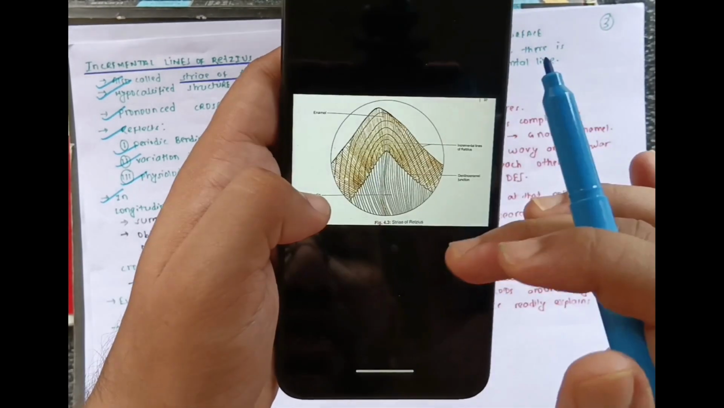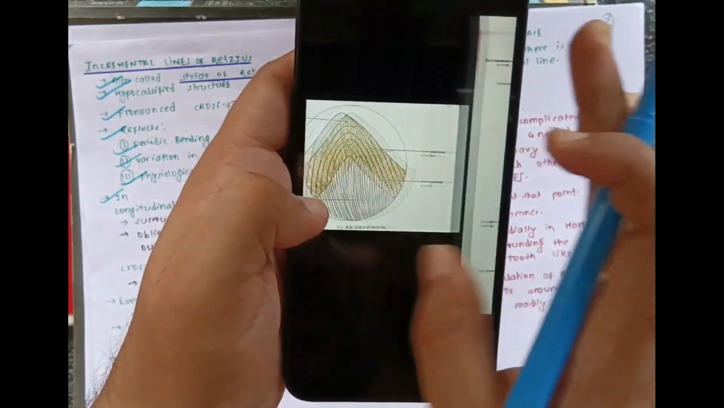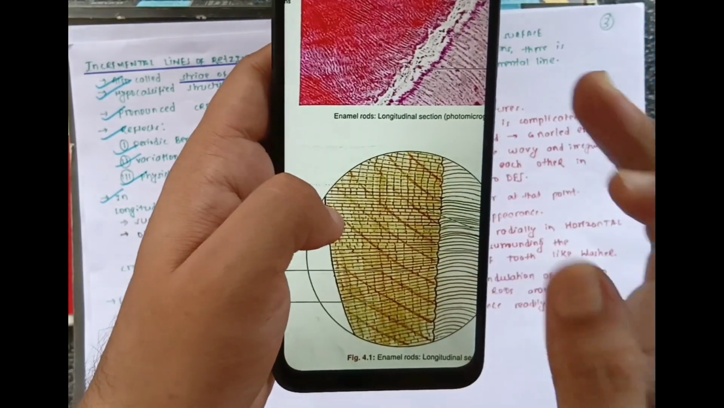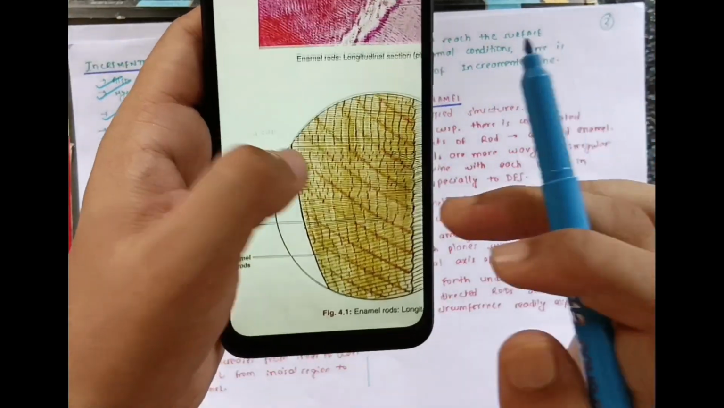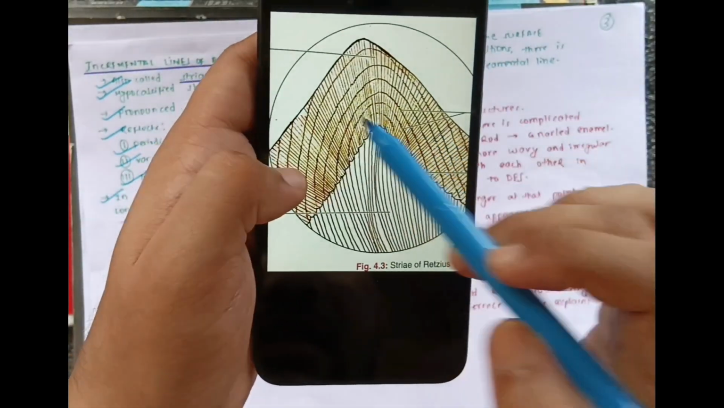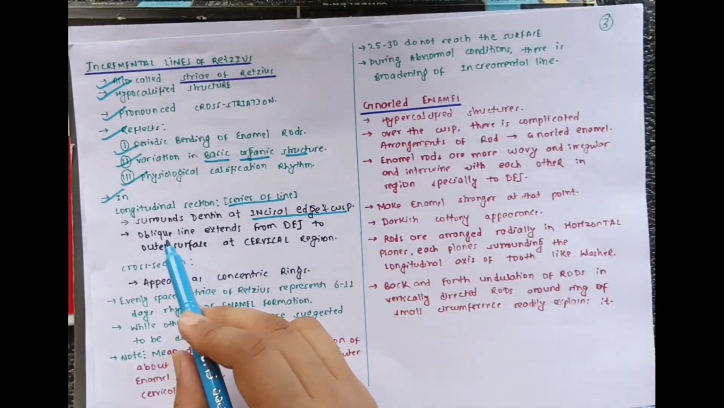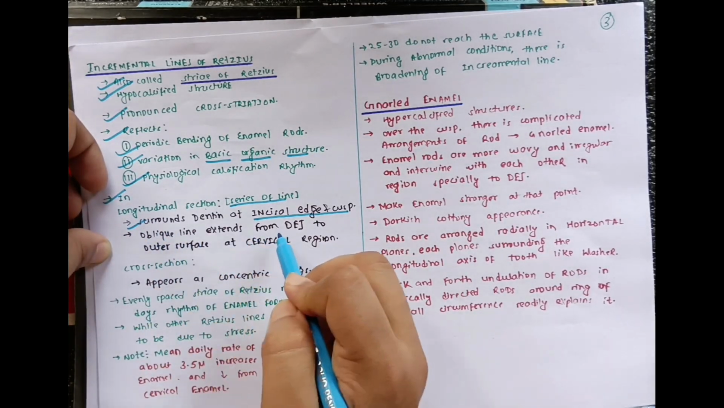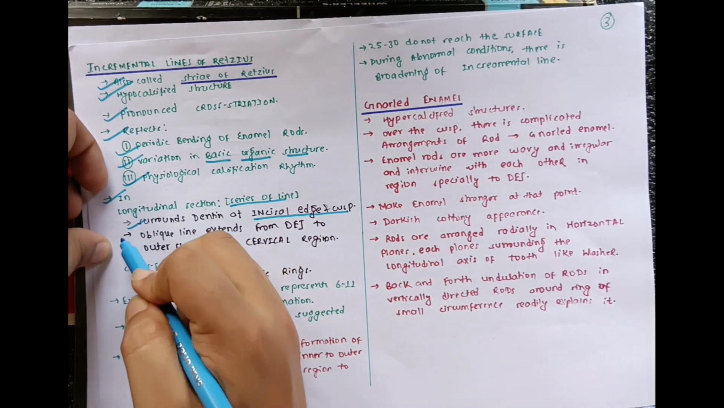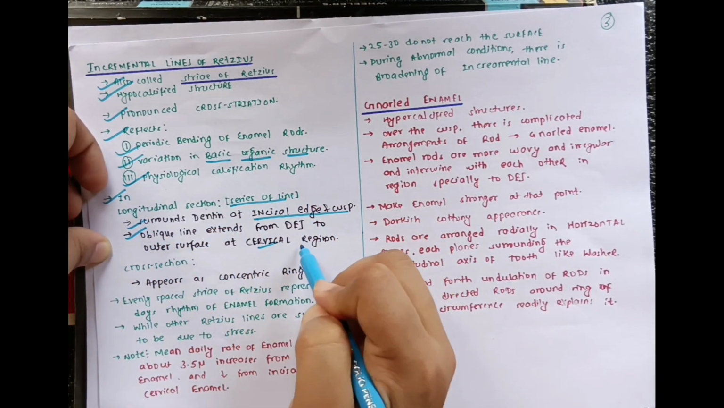This is also a picture of a longitudinal section, as I have shown you previously. This one is present at the cervical region, and this one is present at the cuspal region. Just remember, it surrounds the dentine at the incisal edge and the cusp. An oblique line extends from the dentino-enamel junction to the outer surface. A series of lines is present at the cervical region.